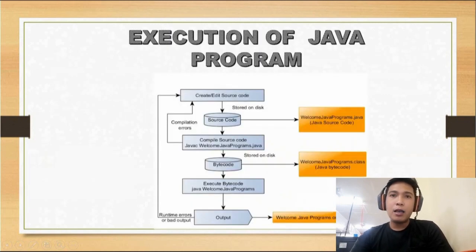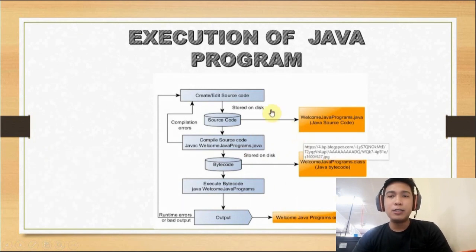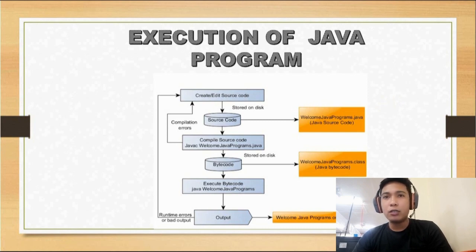Now, how to execute a program. Okay, as you can see in the diagram, first we need to create or edit the source code and store it on a disk as a source code. Okay, which is this one probably is the welcome.java. So ito yung Java files natin. Now, from this source code, it goes into compile source code, or javac Welcome.java.